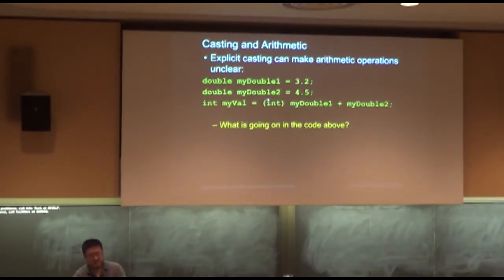The first step is that we will convert myDouble1 into an integer. And we're familiar with that idea because we're making that explicit cast. Now we have an integer plus a double, right? So remember that thing that I said about how every time we have an arithmetic operation, we have to have the same type on both sides of that operation. So here we have an integer and we have a double.